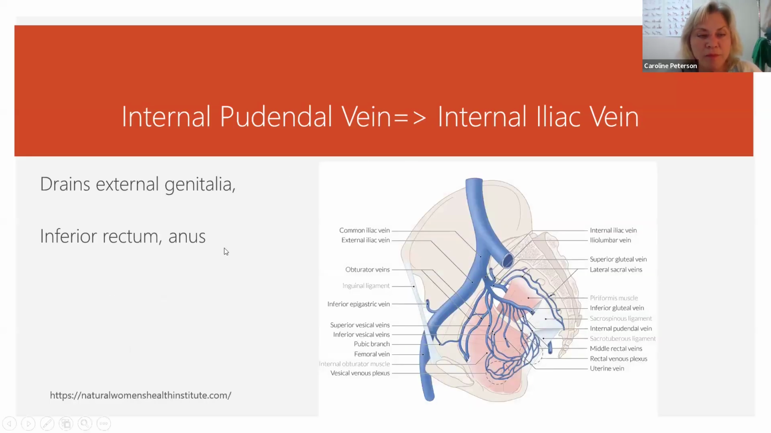So here we have the internal pudendal vein. Where's that at? Internal obturator. Here it is, internal pudendal vein right there. That's going to drain the external genitalia, inferior rectum, anus, and so forth.